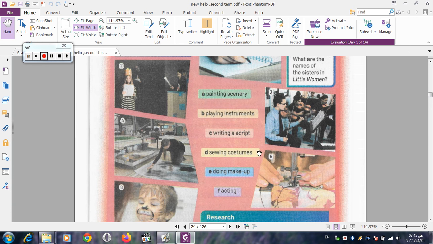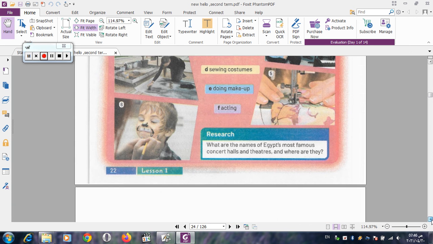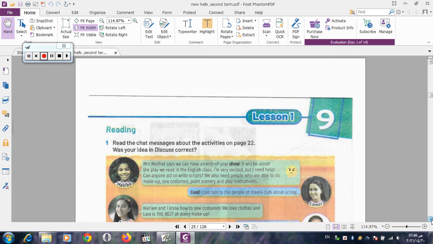Sewing costumes, this one, 5. Writing a script is number 1. We have playing instruments, number 3. Painting scenery is this one, number 4. So, this is the first page.